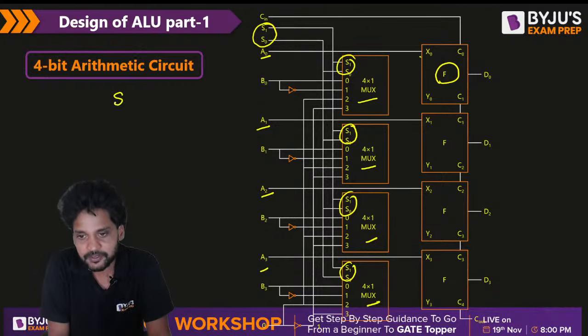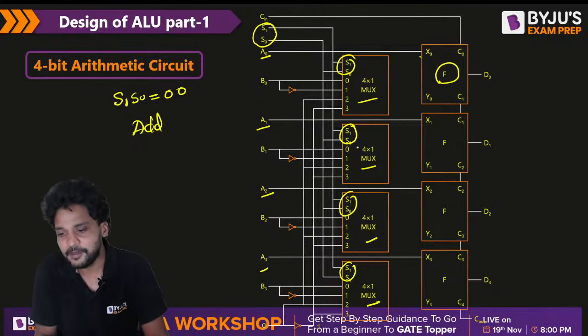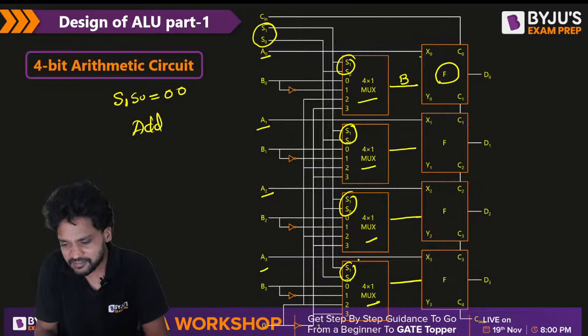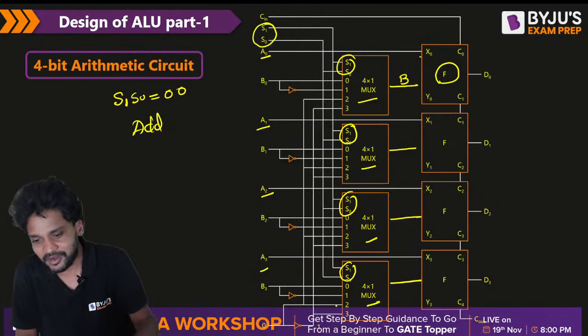When the selection inputs are 0, 0, what will happen? Addition will get performed. Why? Because the multiplexer output is equal to B. The multiplexer will enable the first input of it. All the first inputs of the multiplexer, needless to say, are B, right?